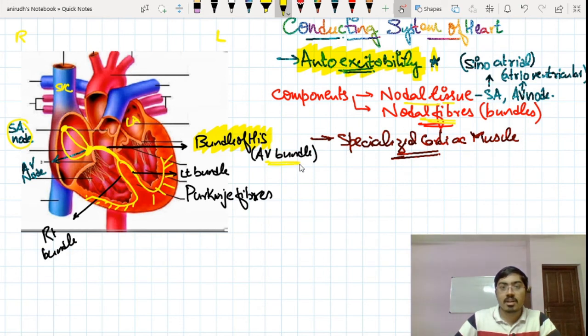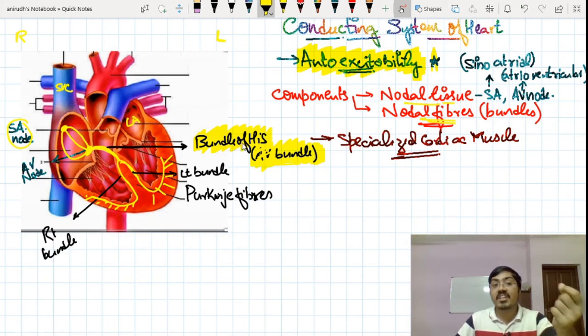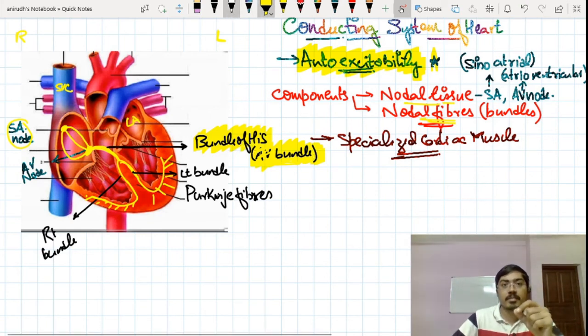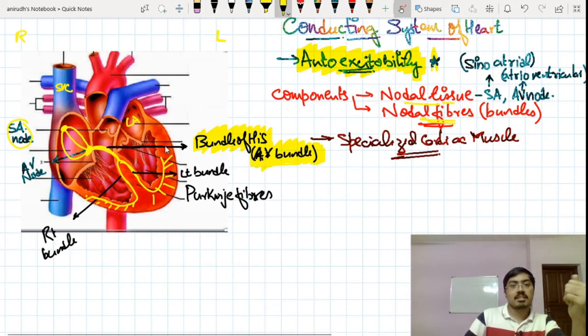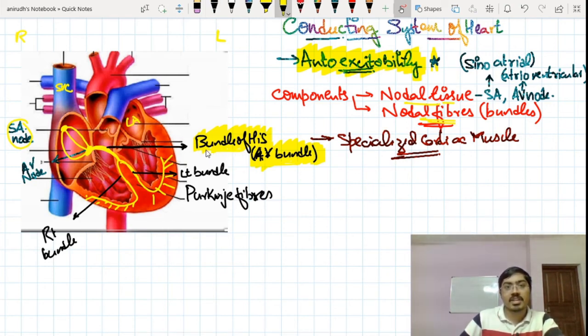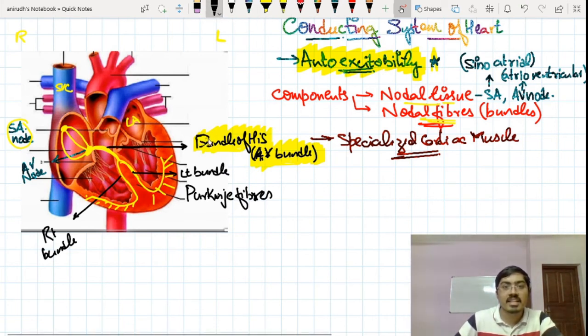In the textbook, it is called the AV bundle, right? So this is called the atrioventricular bundle or AV bundle. So from the AV node, they say the AV bundle is coming. Okay, do not get confused. In the textbook, they are calling it the AV bundle. But the better way to remember it is bundle of His. That is the correct technical name for this, bundle of His, or the His bundle.